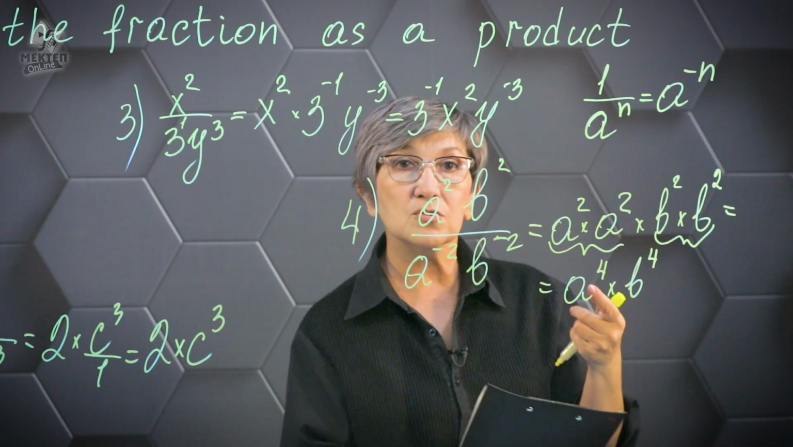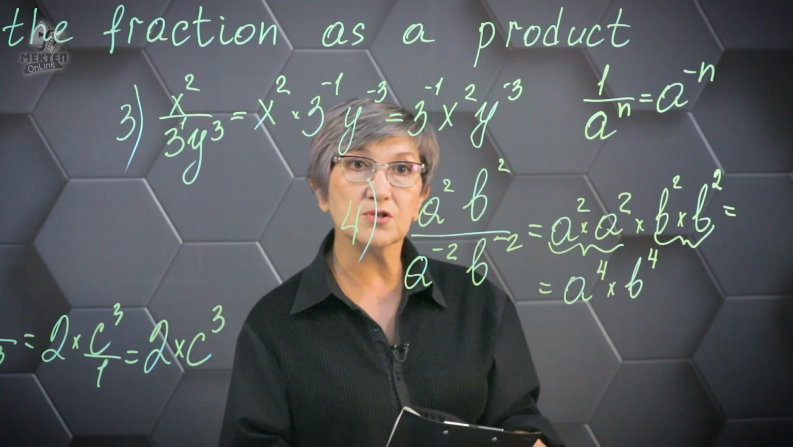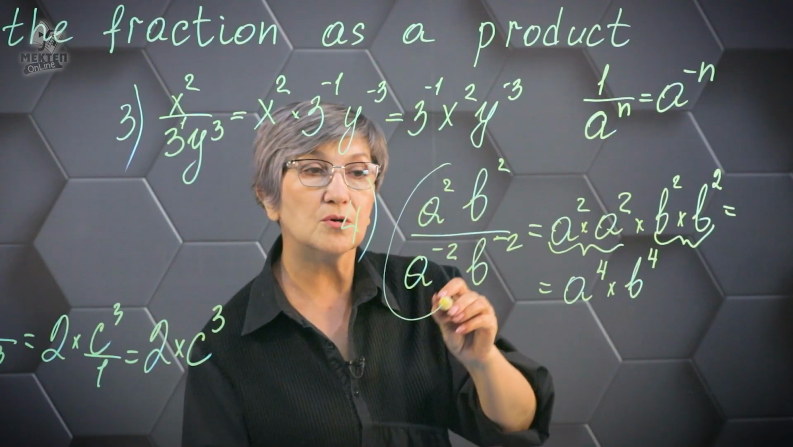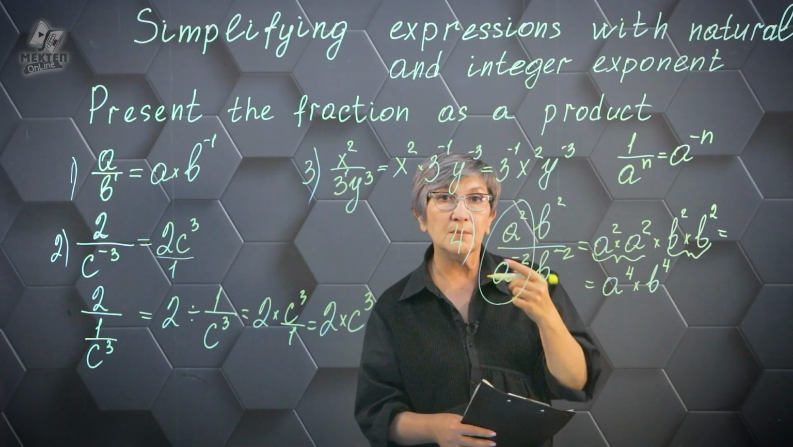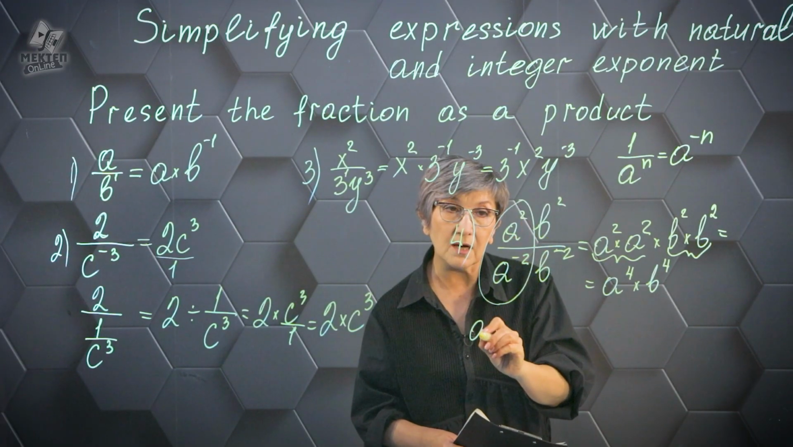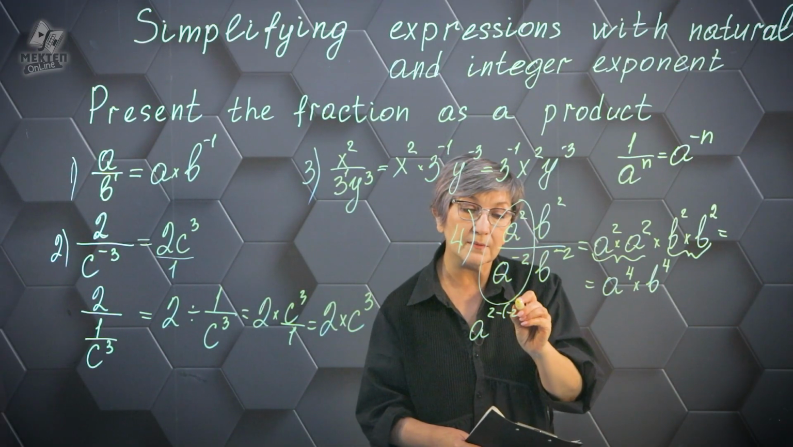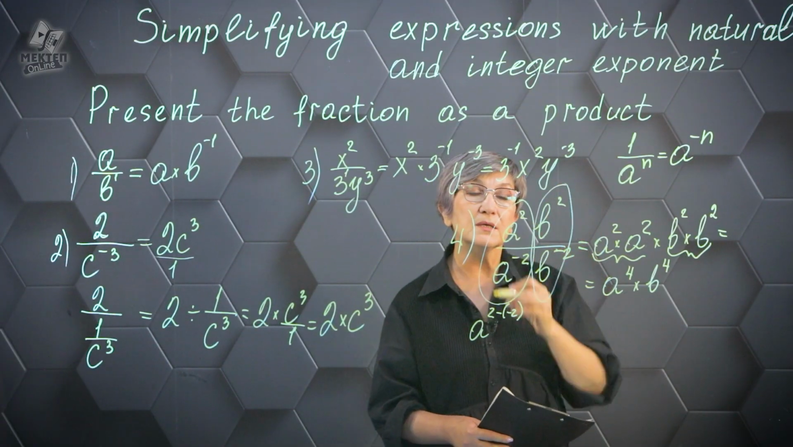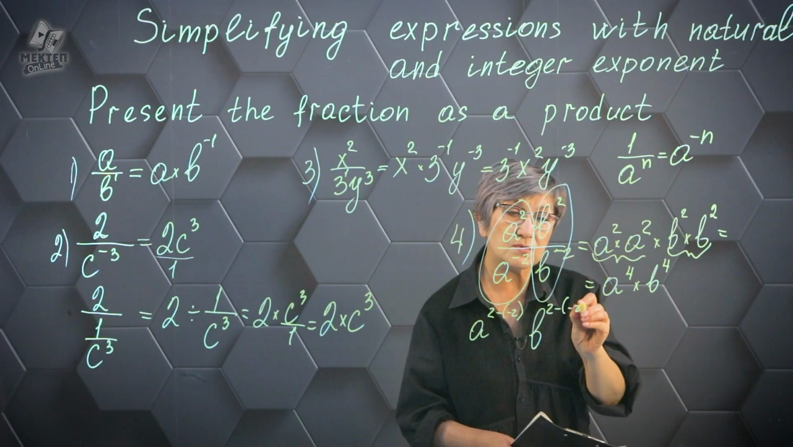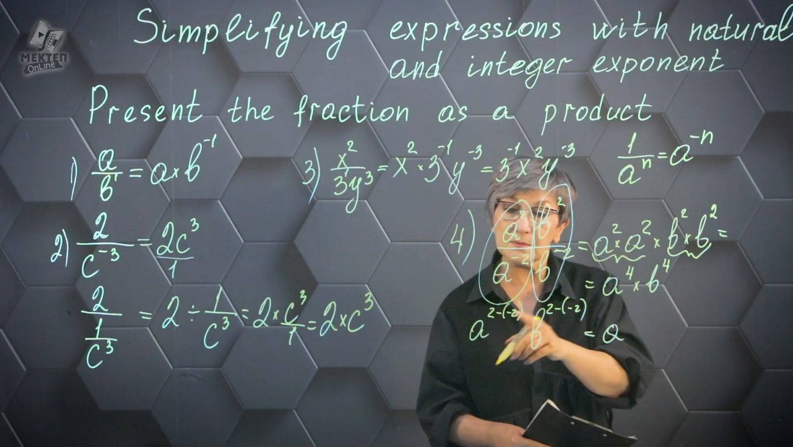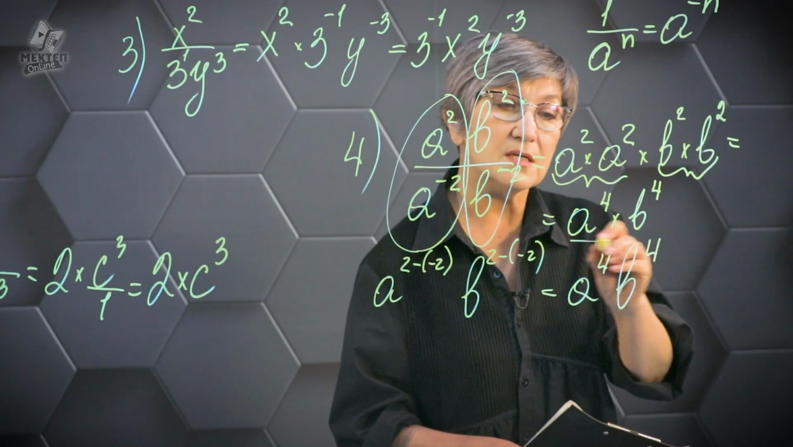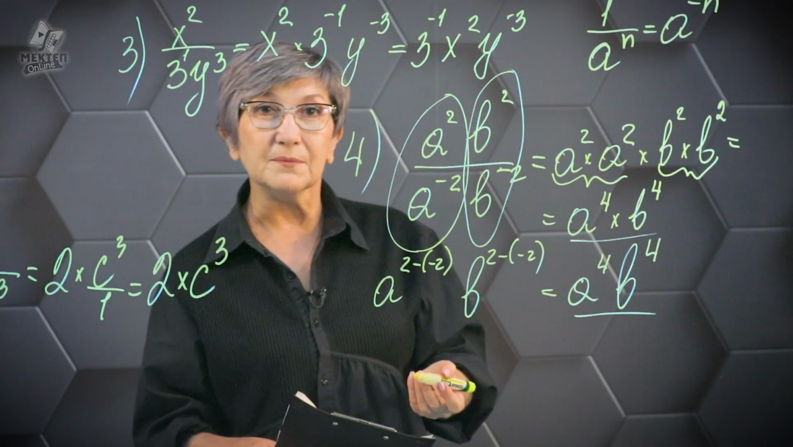I want to draw your attention to the fact that we can also solve this example in another way, not by using the definition, but by applying the properties. In this case, I can use the properties. For this, I subtract the exponents. A to the power of 2 minus minus 2. And I will use the same algorithm for the variable b. B to the power of 2 minus minus 2. What do we get as a result? A to the power of 2 minus minus 2 is 4, and b to the power of 4. As you can see, the answer is the same.